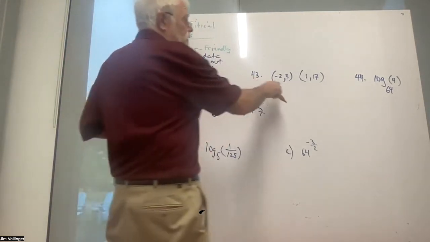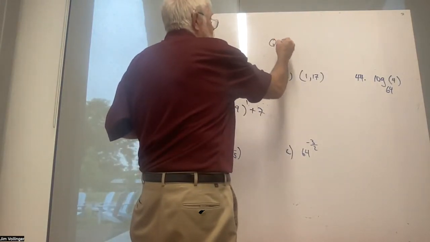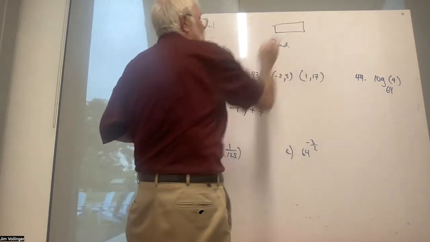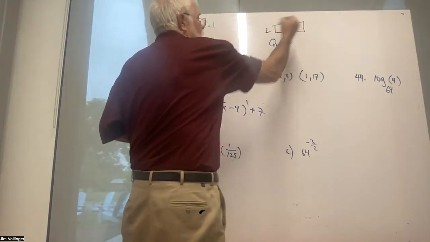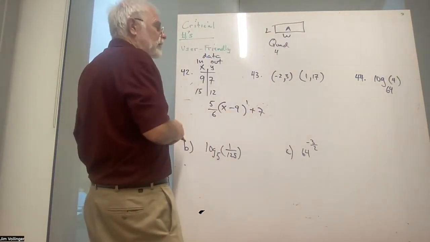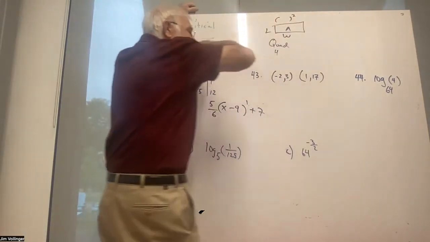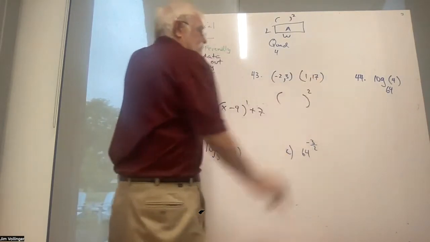Now, this is the quadratic. Quad, Latin for 4. Oh, rectangles have 4 sides. But length times width equals area is basically what we're creating here. And we're going to do it with squares. All right, so the major operation is squaring.